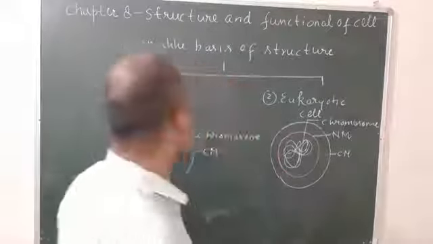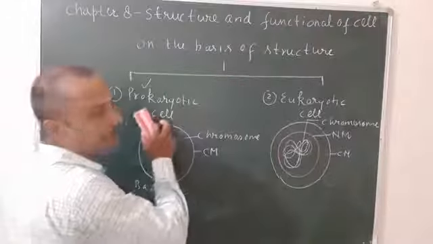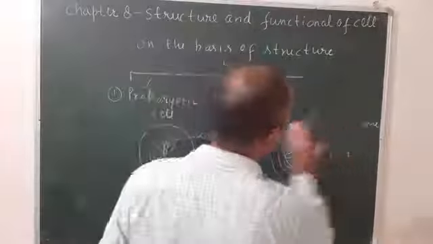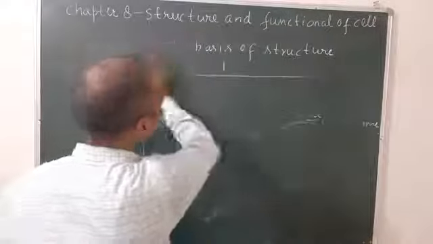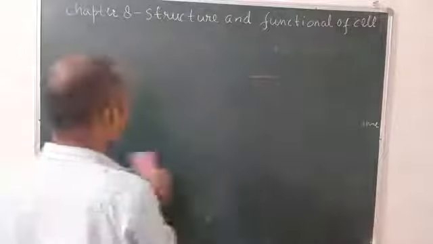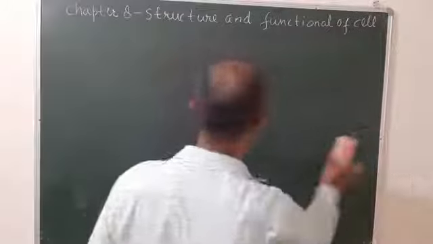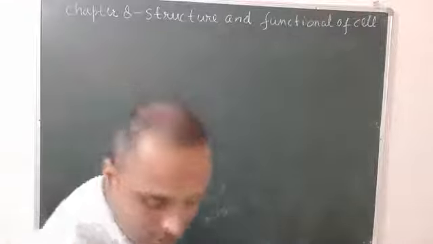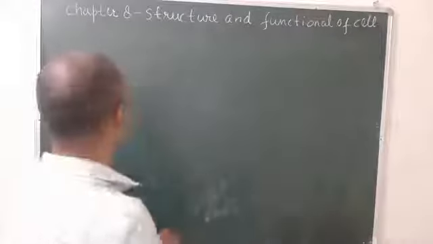Come to the next, difference between plant cell and animal cell. This is the last topic of chapter 8, structure and function of cell. So what is the difference? First of all, you have to know the structure of plant cell and animal cell. It is given in your book. Okay. So see carefully how you will differentiate.